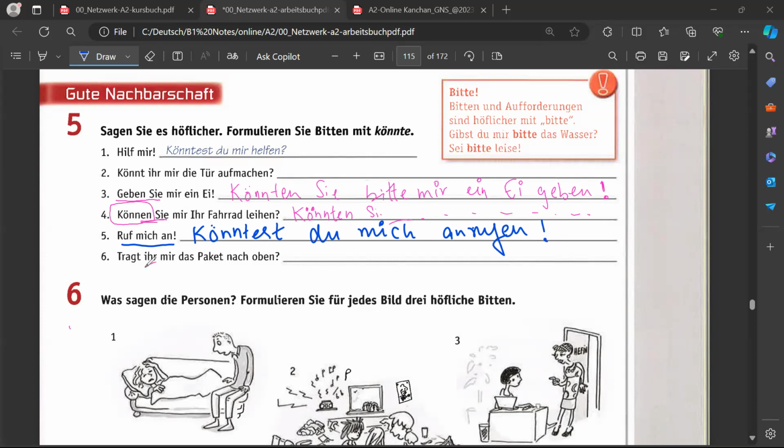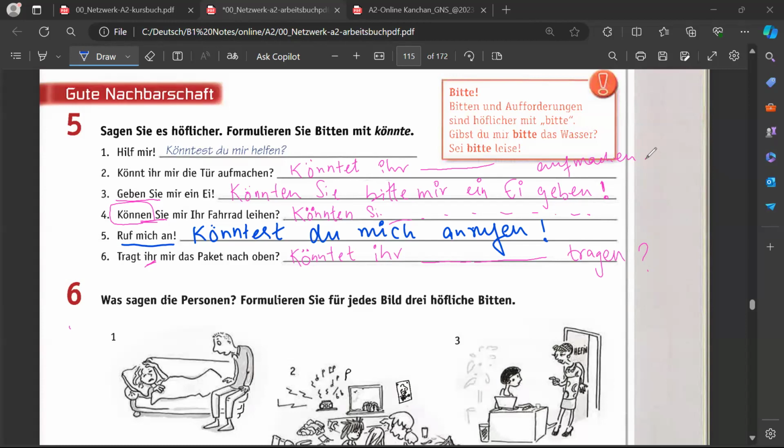And the last one is with ihr. The same we can make with the conjugation könntet ihr. The remaining will be the same. Könntet ihr mir das Paket nach oben tragen? And the second one can also be könntet ihr mir die Tür aufmachen? Yes.